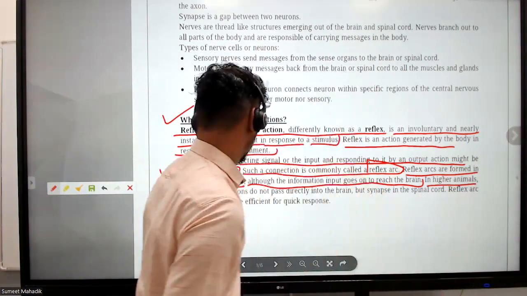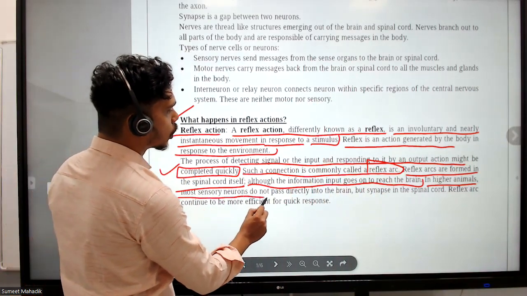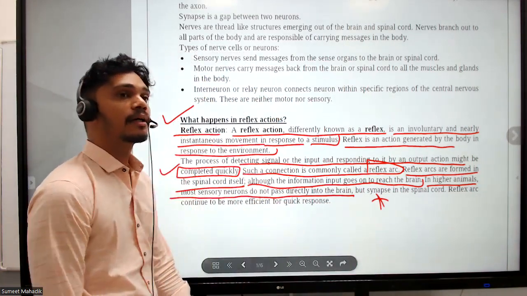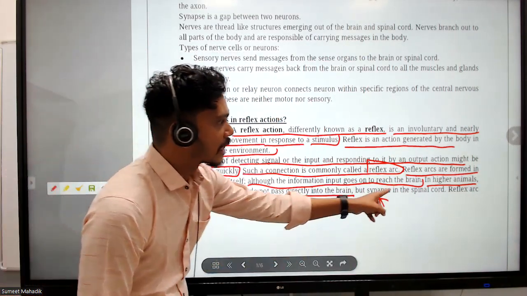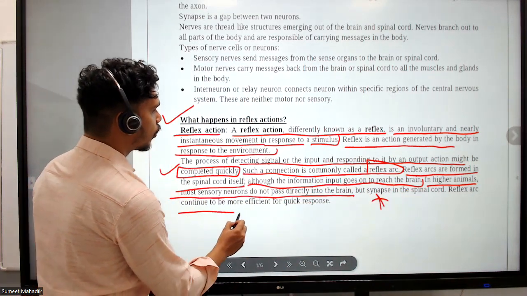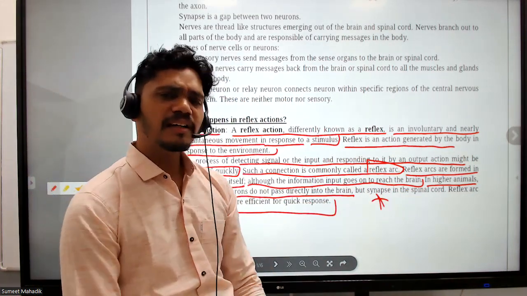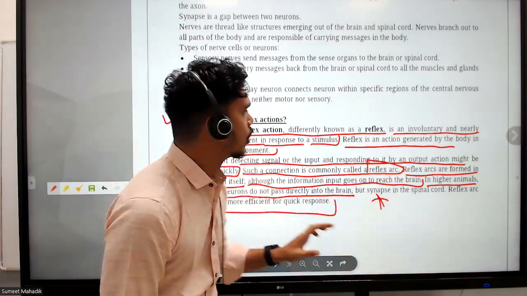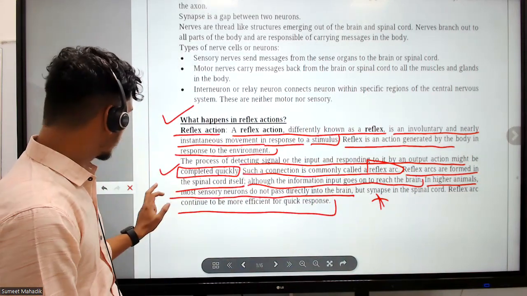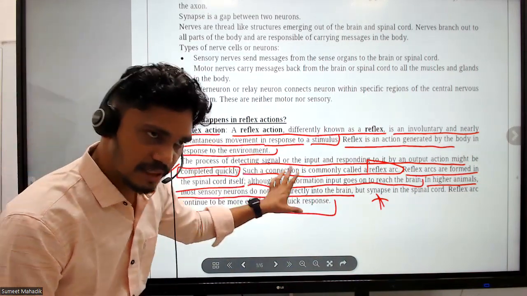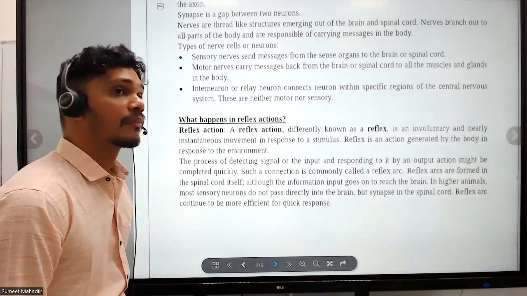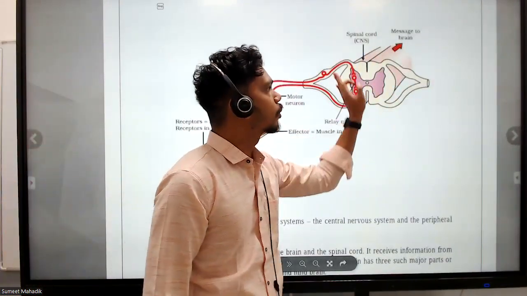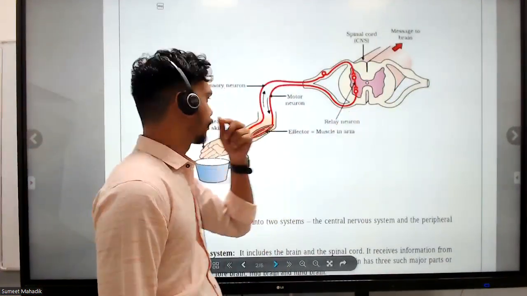In higher animals, most sensory neurons do not pass directly into the brain, but synapse. Where is the synapse present? Between two communicating neurons, in the spinal cord. The reflex arc continues to be a more efficient and quick response. Why do we need a reflex arc? To give a quick response towards the environment. So this is very clear to you. If in the examination the question asks you to write these things along with the diagram, the diagram is very important. You can make the diagram as per you. Just show the spinal cord. Okay, there's gray matter over there.